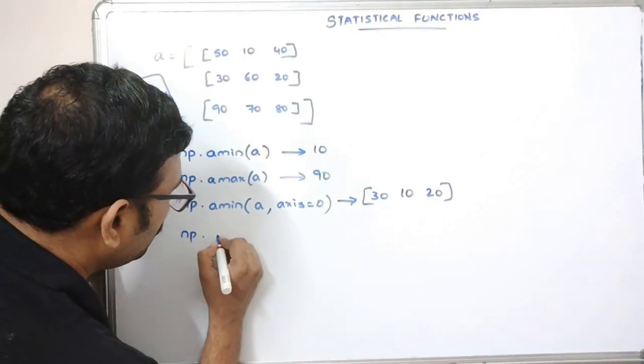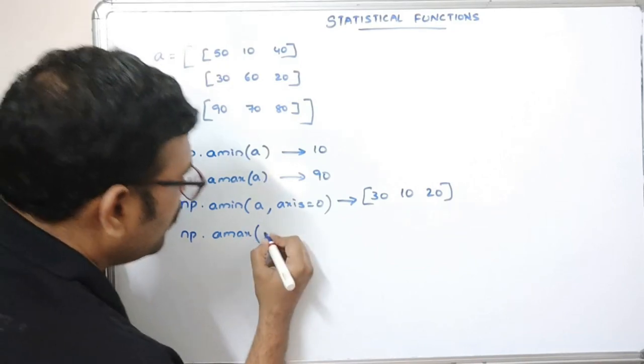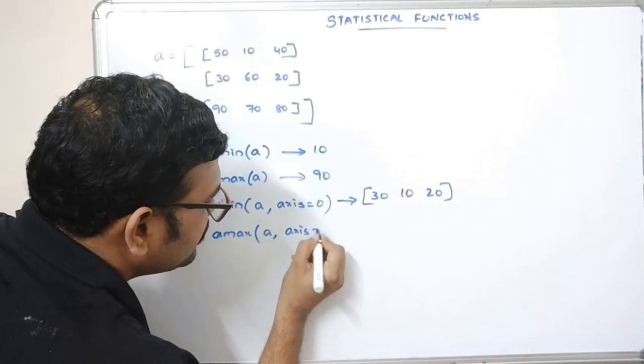Similarly np.amax of a comma axis equal to 0.